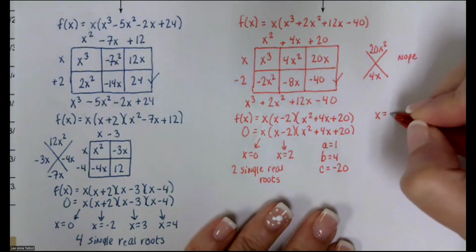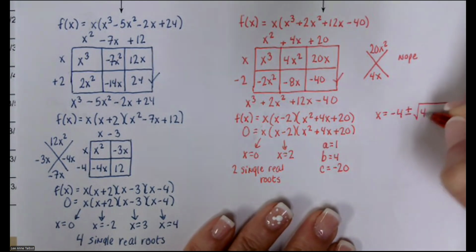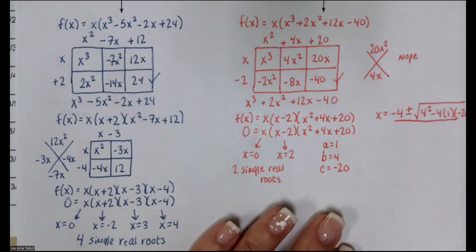X equals negative b plus or minus square root b squared minus 4ac. What did I do wrong?